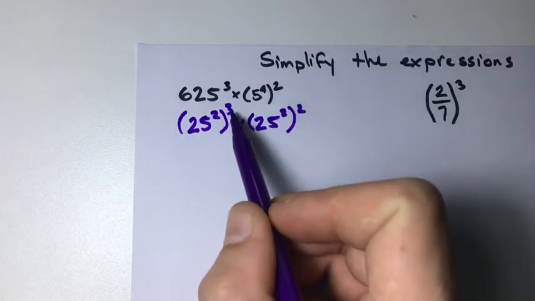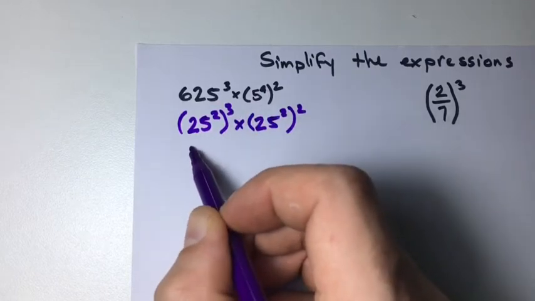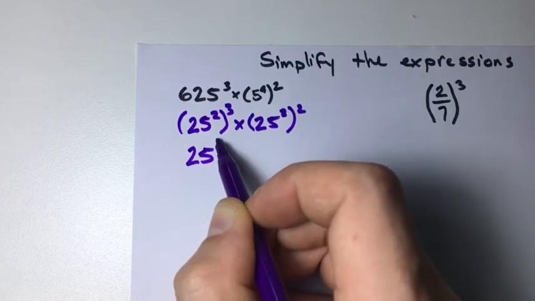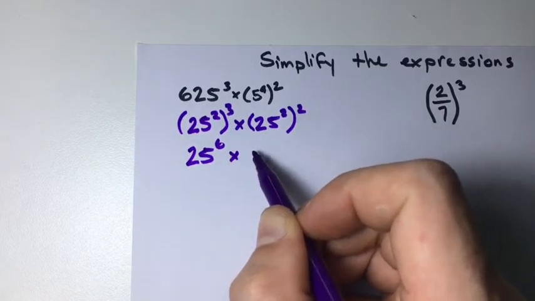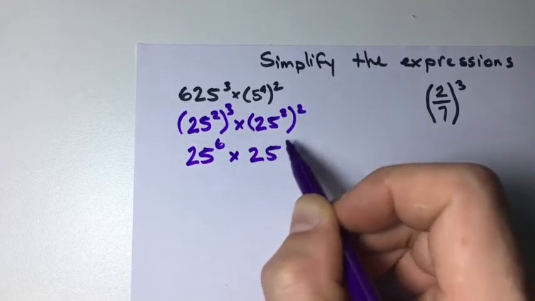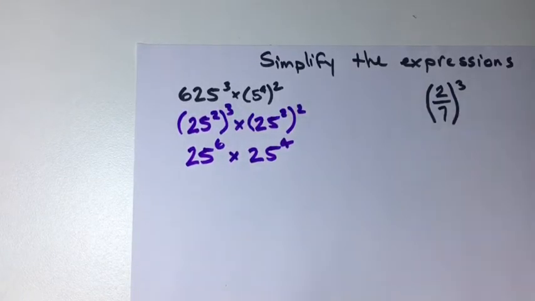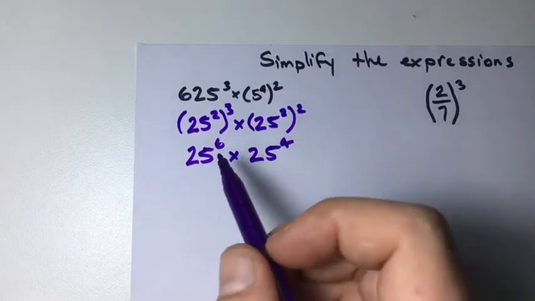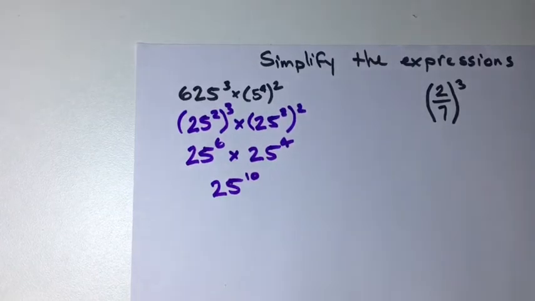So let's go ahead and multiply out our exponents since we're using the power rule. So we have 25 to the power of 6 times 25 to the power of 4. 2 times 2 is 4, 3 times 2 is 6. So if we combine these, we have the same base. We can say 25 to the power of 10.